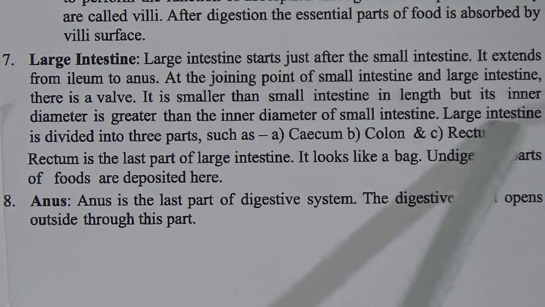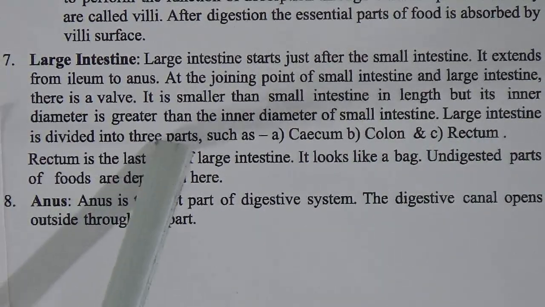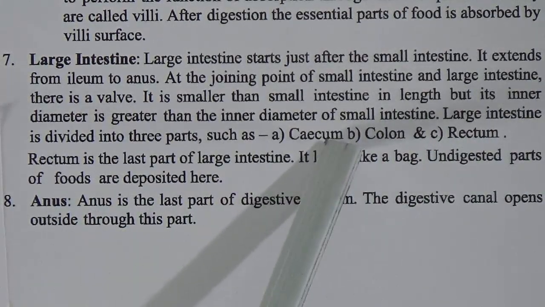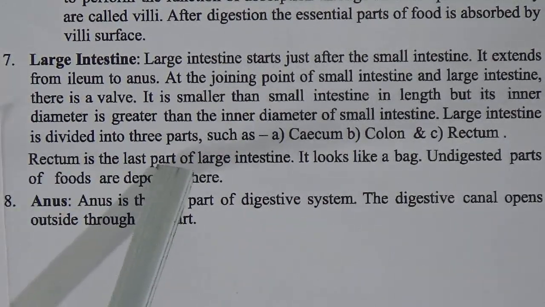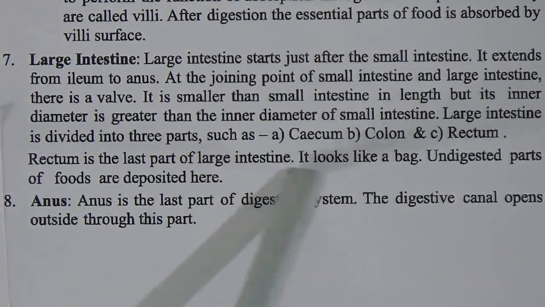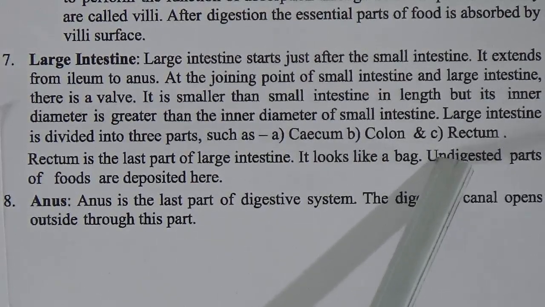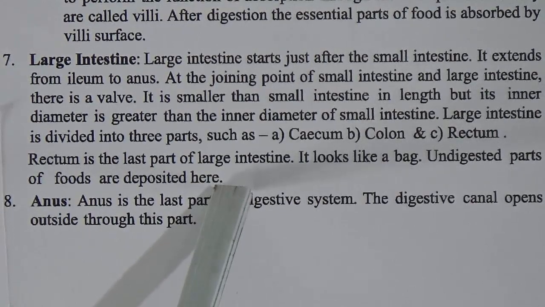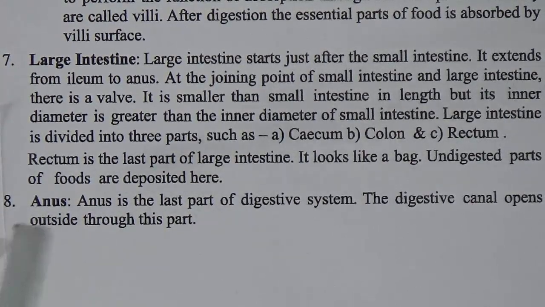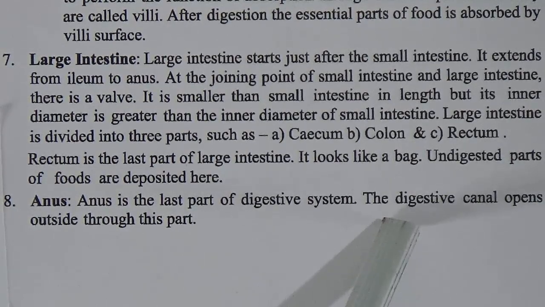The large intestine is divided into 3 parts: cecum, colon and rectum. Cecum is the last part of the large intestine. It looks like a bag. Undigested parts of food are deposited here. Anus. Anus is the last part of the digestive system. The digestive canal opens outside through this part.